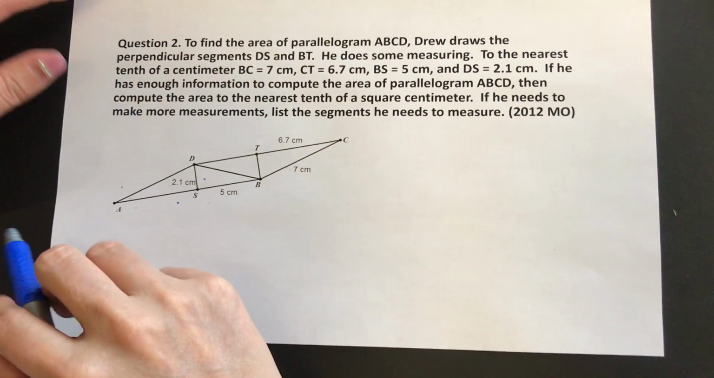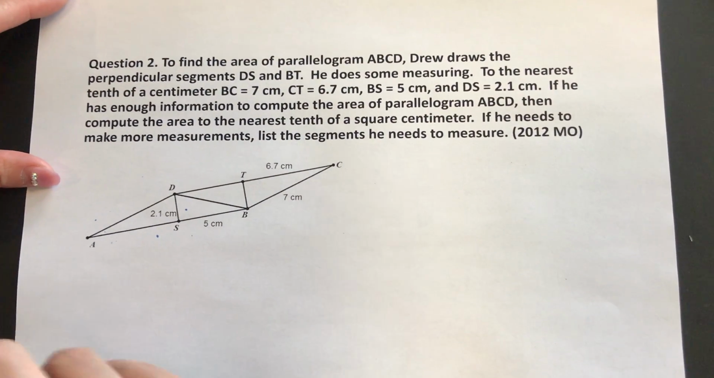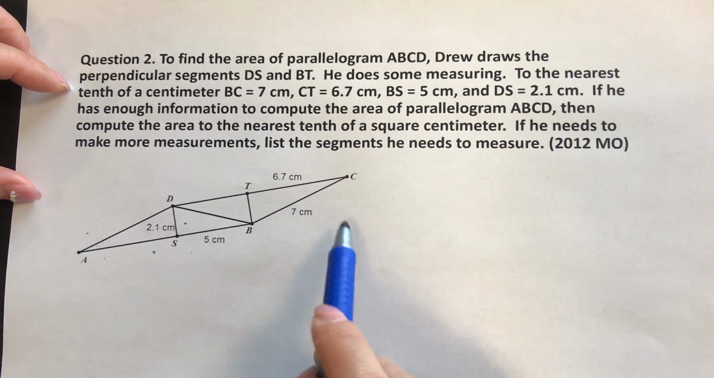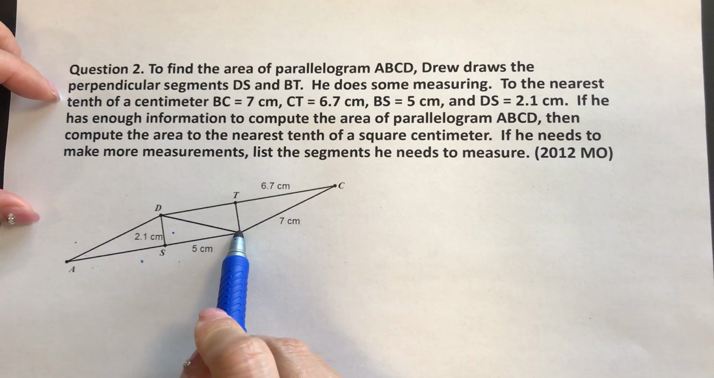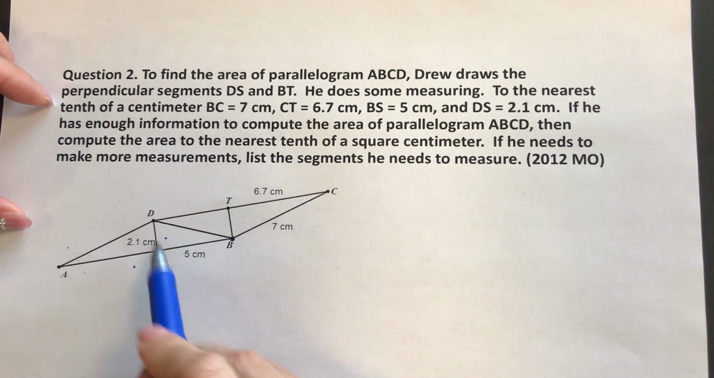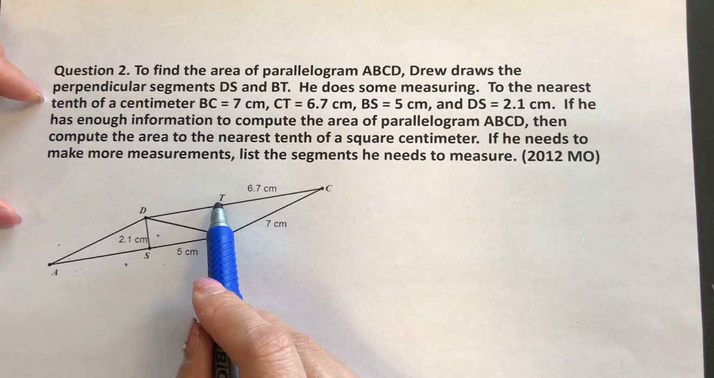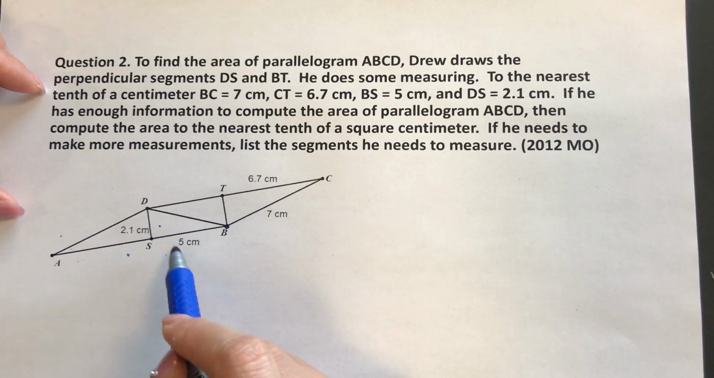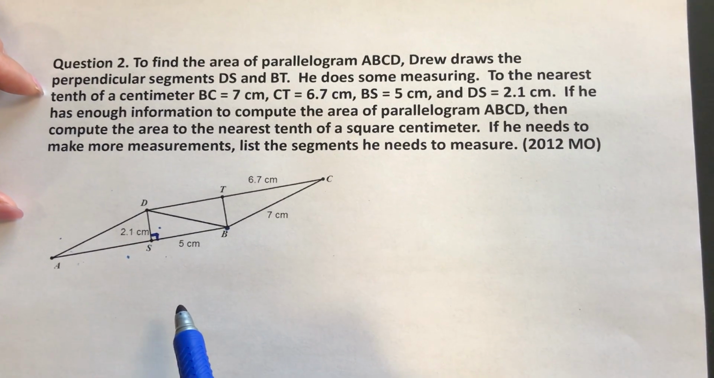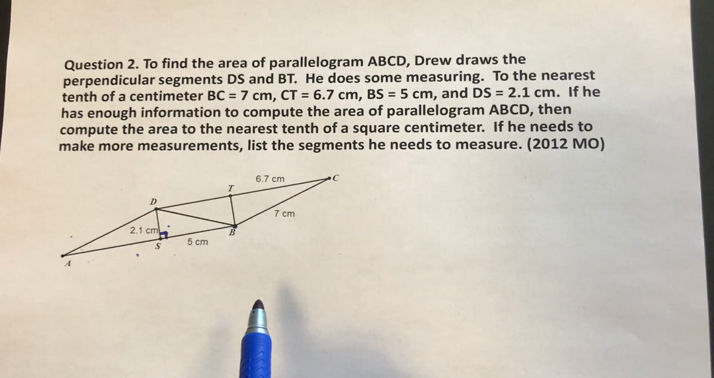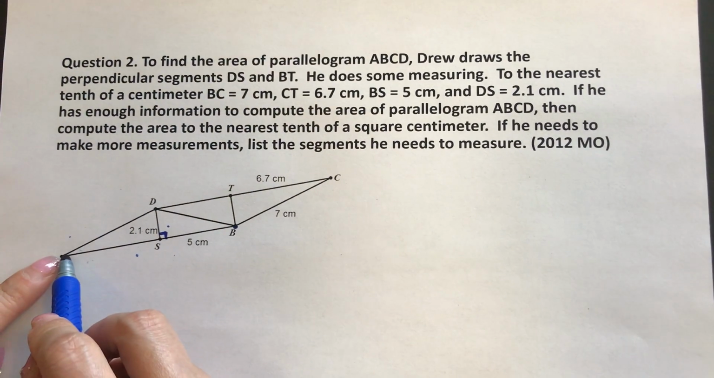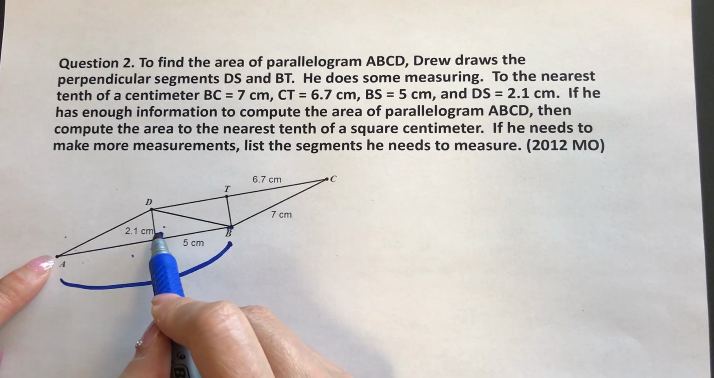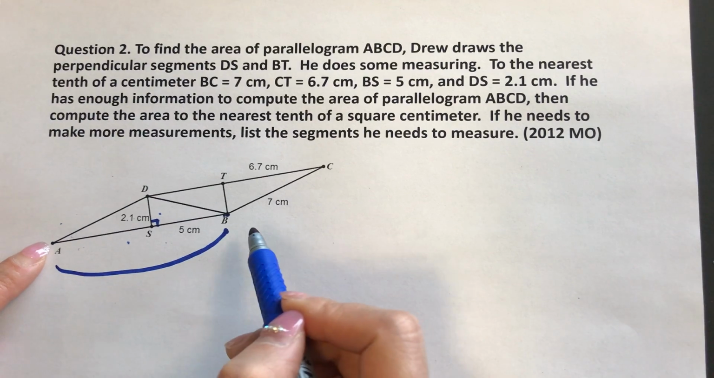Question number 2. Find the area of parallelogram ABCD. So we have information written on this figure already. We have BC is 7 centimeters, CT is 6.7, BS is 5, and DS, which is the height, that is 2.1 centimeters. So how to find out the area of any parallelogram? We want to have the length of one side, and we also want to find what is the height for that corresponding side.